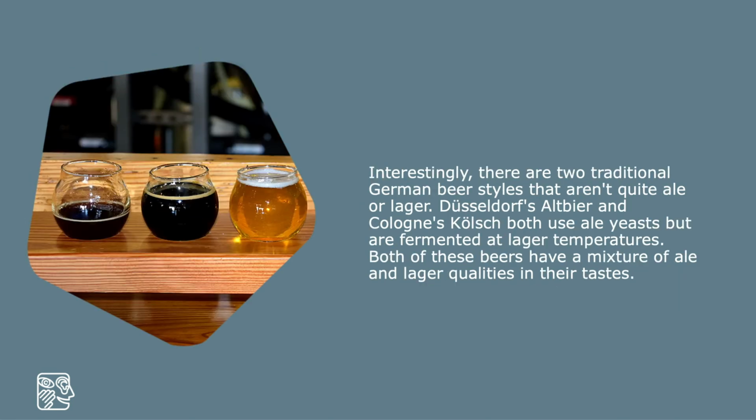Interestingly, there are two traditional German beer styles that aren't quite ale or lager. Dusseldorf's Altbier and Cologne's Kölsch both use ale yeast, but are fermented at lager temperatures. Both of these beers have a mixture of ale and lager qualities in their tastes.